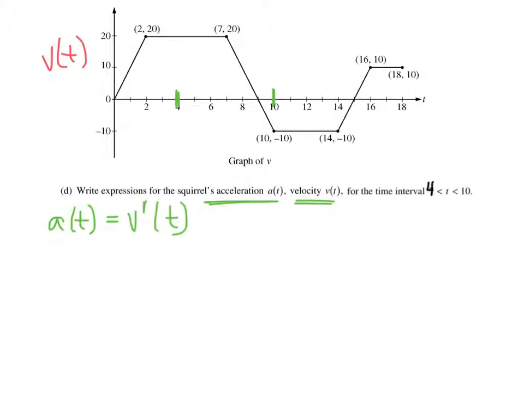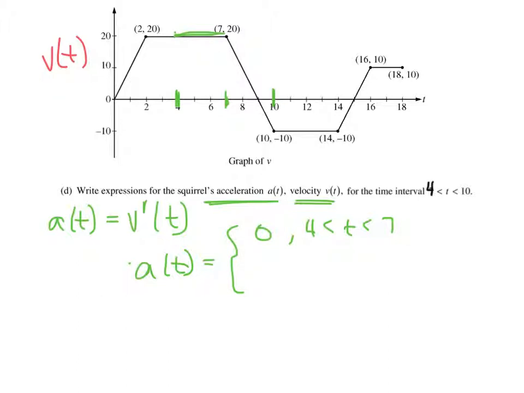And if I'm looking at a graph, I'm thinking of derivative as slope. So I can see that over the course of this interval from 4 to 10, I have two different slopes that I'm looking at. So I'm going to have to break this up into a piecewise function. I'm going to have to say that a of t is equal to, first, the slope from 4 until 7. So that's the first chunk, and what is the slope of this line? I think you can say it's definitely 0. And that was for time 4 less than t less than 7.